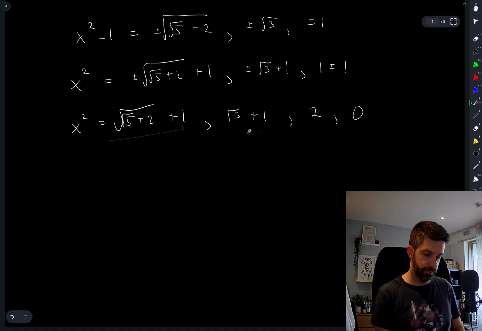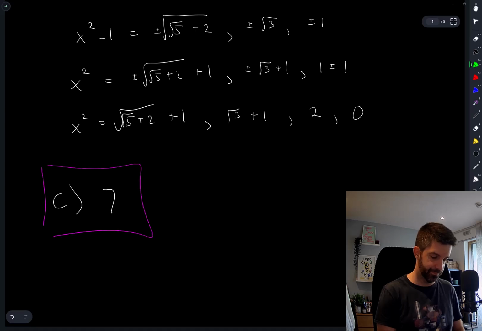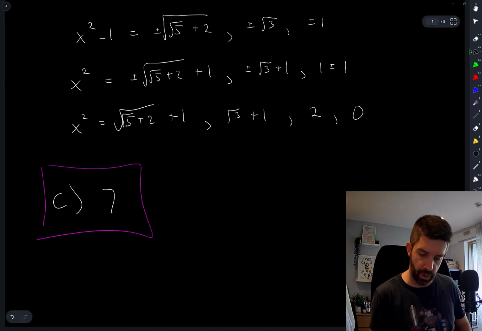2 roots, another 2 roots, another 2 roots, but this only gives us 1 root. So 1, 2, 3, 4, 5, 6, 7. I believe the answer is 7 then, which is option C. I hope I did this correctly.